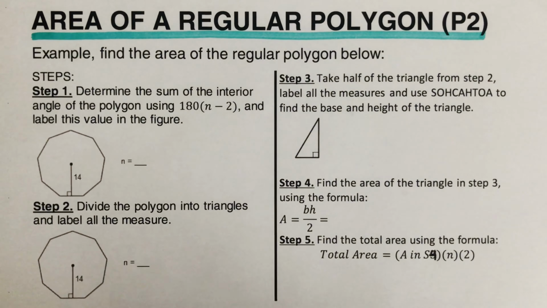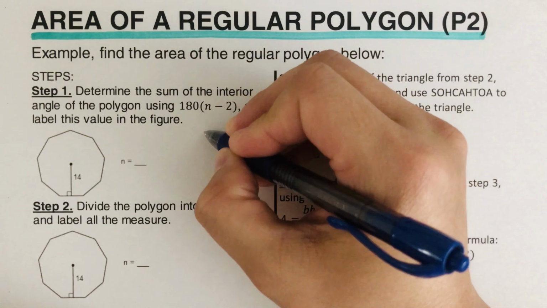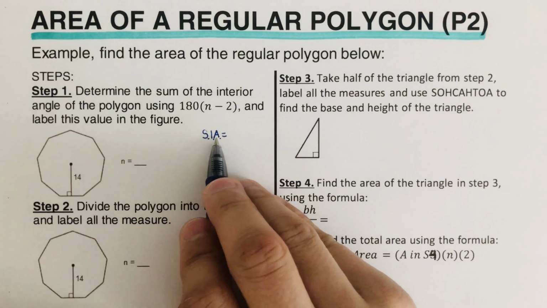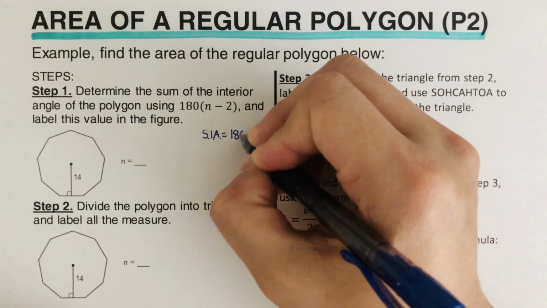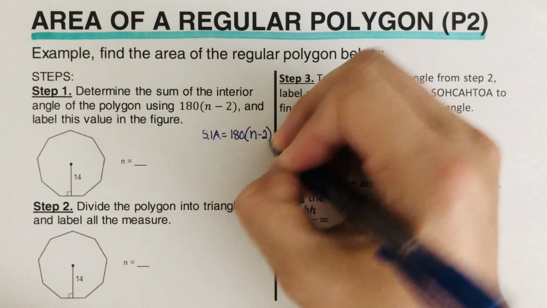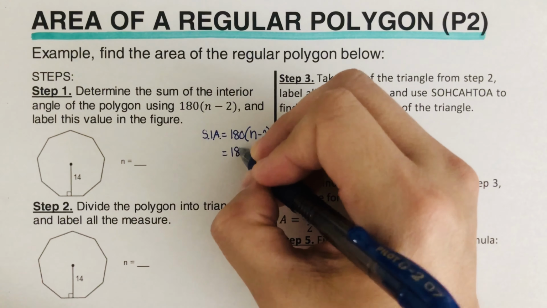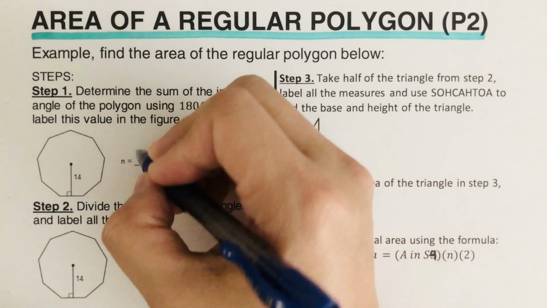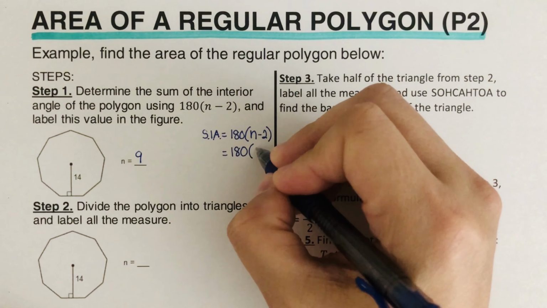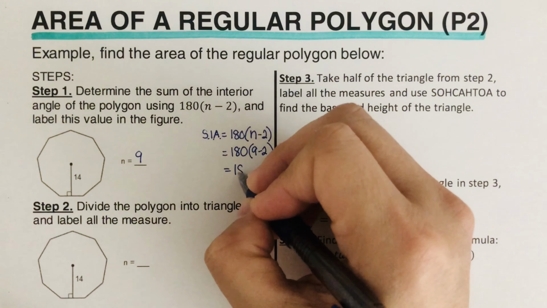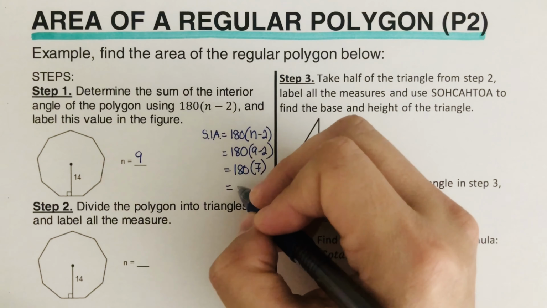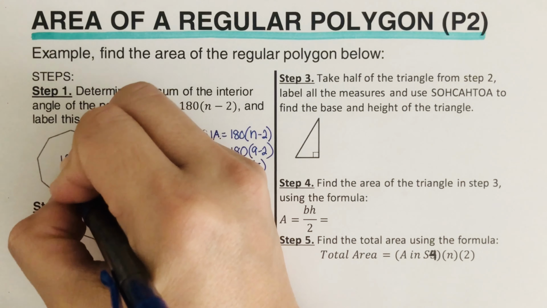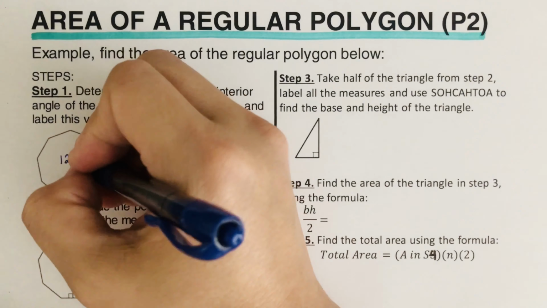in the first step. So the first step is to find the sum of the interior angles of a polygon, which is 180 times n minus 2. n here represents the number of sides. So that would be 180, and then we count the number of sides here. That's 1, 2, 3, 4, 5, 6, 7, 8, 9. So this is a nonagon. So 9 minus 2 is 7, and 180 times 7 is 1,260. So the sum of all the angle measures of this regular polygon is 1,260 degrees.